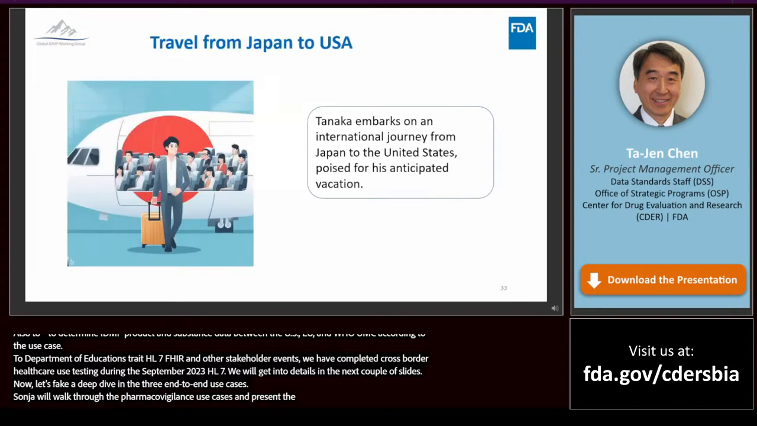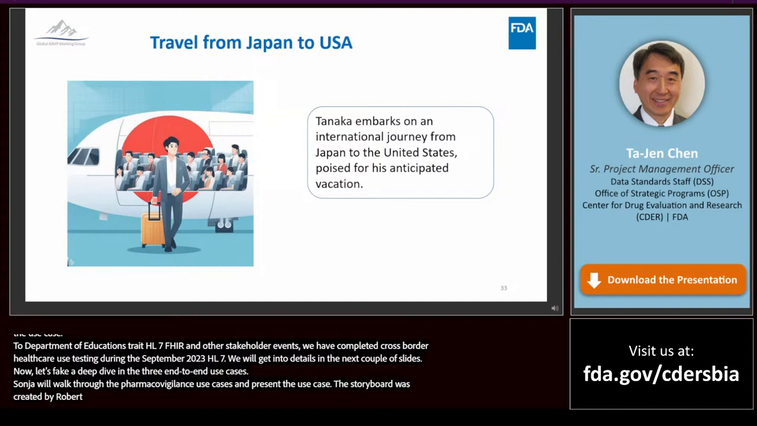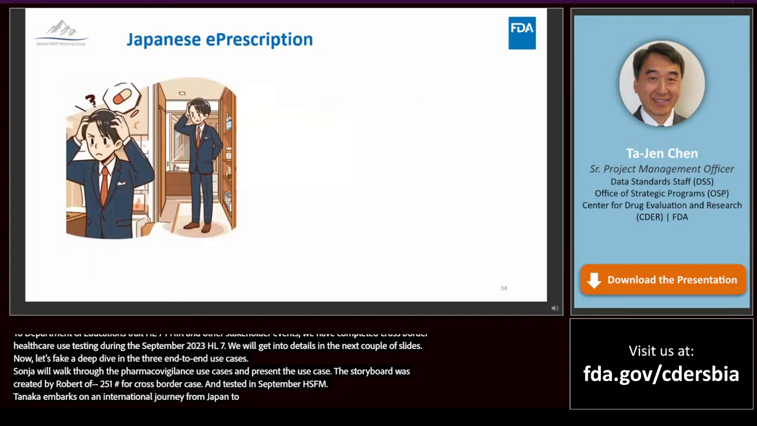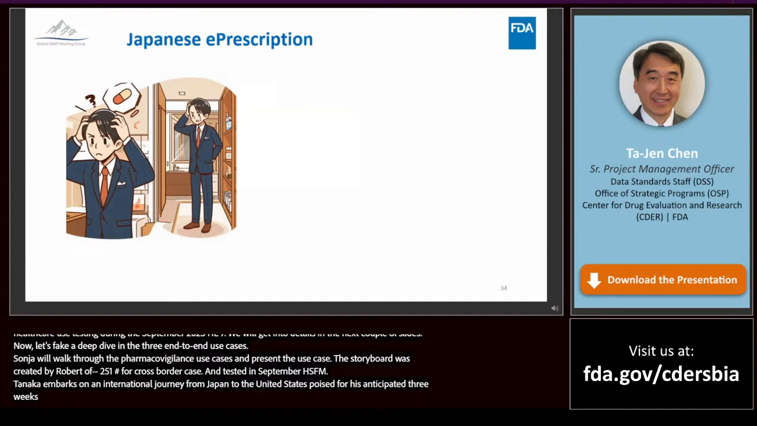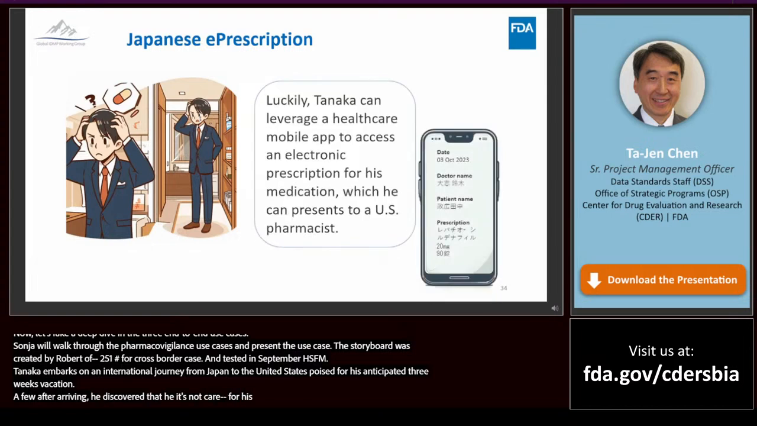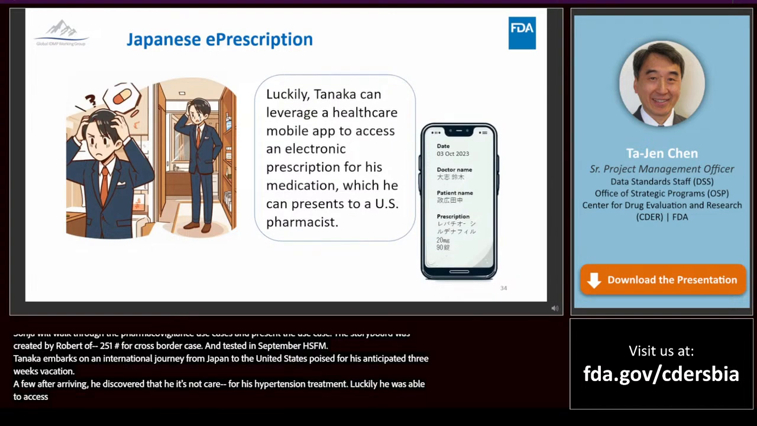The storyboard was created by Robert Stegwee of CEN Technical Committee 251 for cross-border healthcare use case, and it was tested in the September HL7 connectathon. So the story starts like this. Tanaka embarks on an international journey from Japan to the United States for his anticipated 3 weeks vacation. A few days after arriving in the USA, Tanaka discovered that he does not carry adequate amount of medicine for his hypertension treatment.